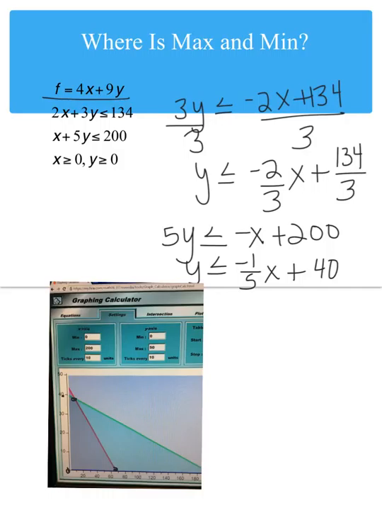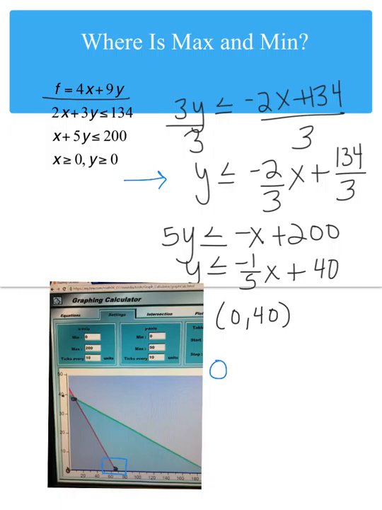The top one is easy to see that it's the point 0, 40. Okay, so that one's easy enough to do. This point down here is the x-intercept of the red line, and that red line is y is less than or equal to negative 2/3 x plus 134/3. So we have to figure out the value of x that makes y 0.